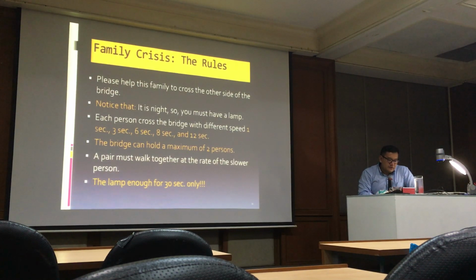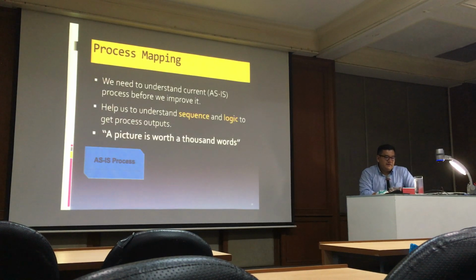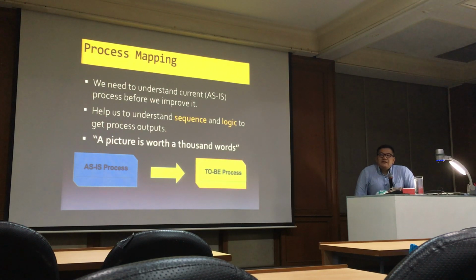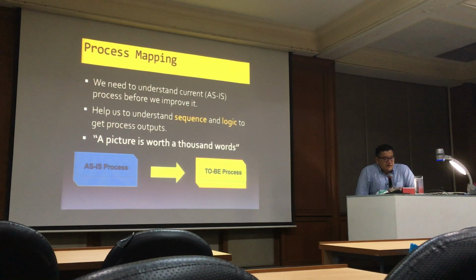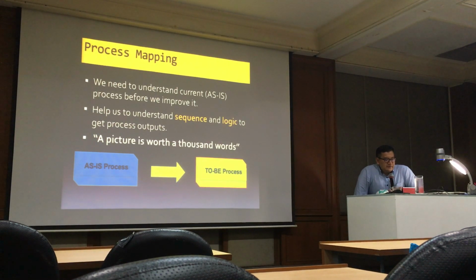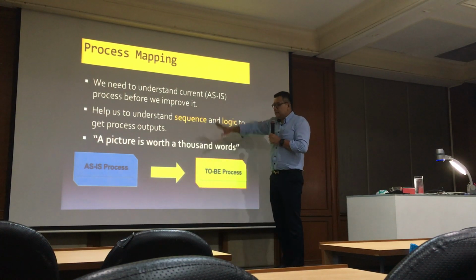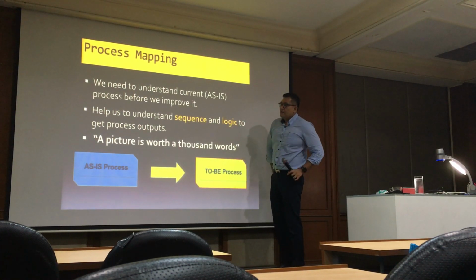And so that's why we require process mapping. Process mapping is about drawing the process as a flowchart. First you draw the process to show the as-is process, or the current process. And we need to understand the sequence and the logic of all the processes and the links. And for sure, finally, once you finish improving, we show the process again as the to-be process.